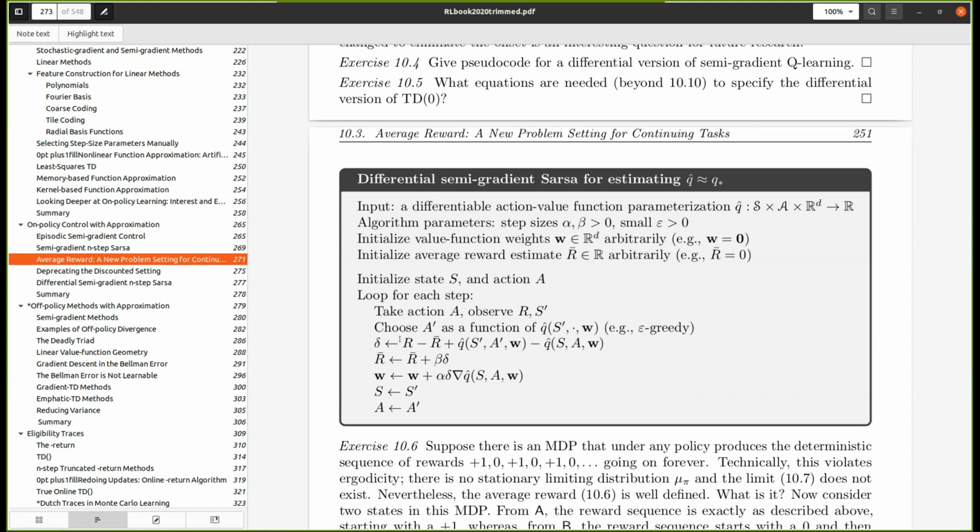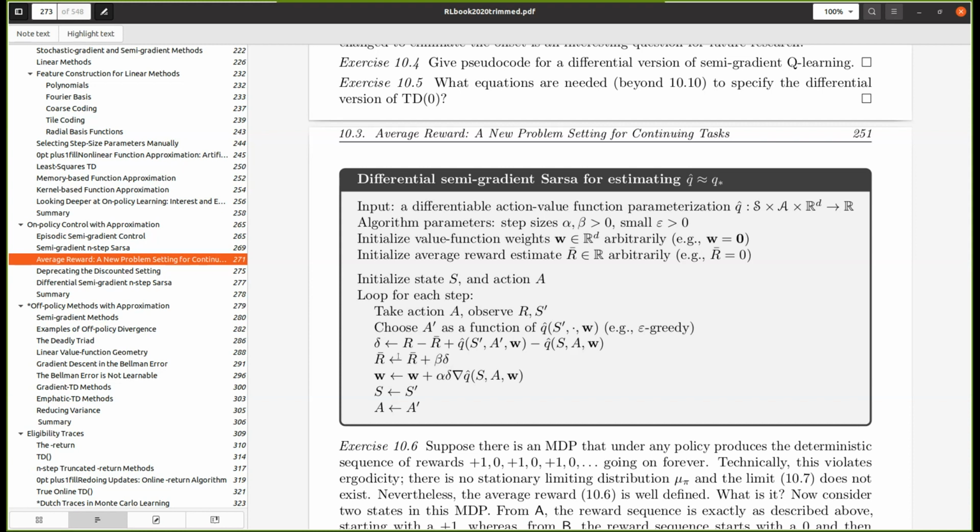So we use this actual observed reward minus our estimate of the average reward plus the action value we expect for the next state and action, and we subtract our current estimate of the action value for this state and action. That gives us a TD error.